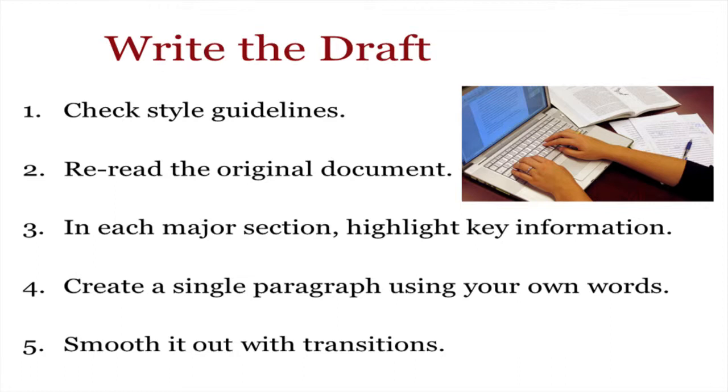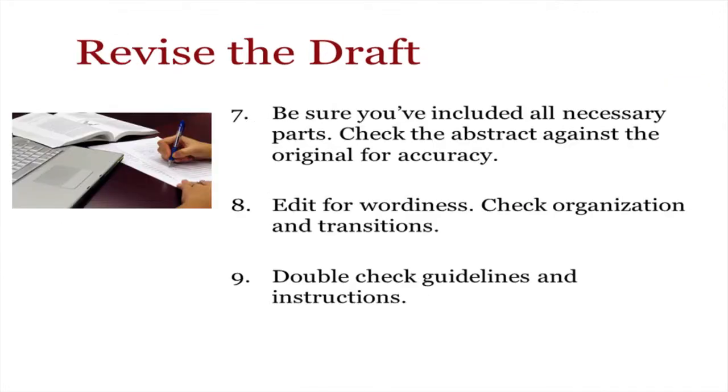Reread the abstract for word count and make sure the sentences flow. Add transitions as needed to make it sound coherent. Next, be sure you've included all the necessary parts. Check the abstract against the original to make sure it's accurate. Then edit the abstract for wordiness and check the organization and transitions to make sure it flows coherently. Then at the very end, double check the guidelines and make sure the word count is still on point.